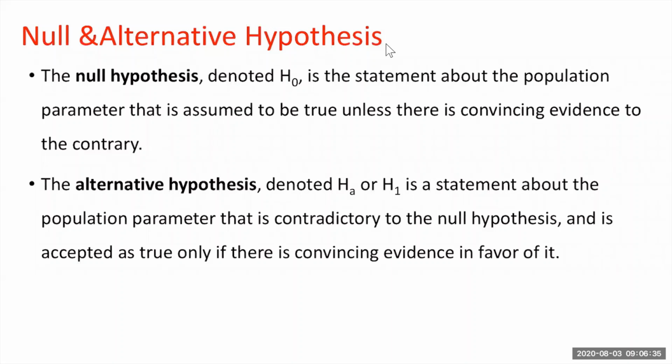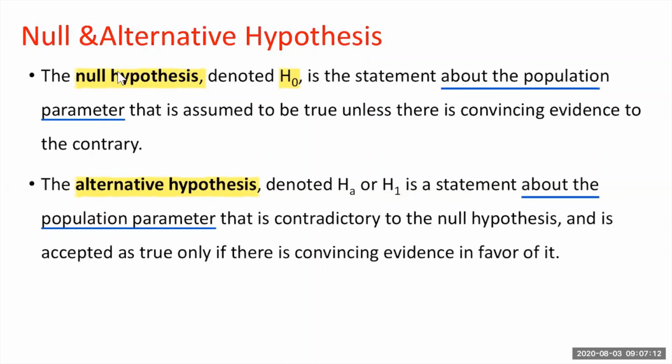Null and alternative hypothesis, we are going to go into a little bit more detail on this. By reading the problem, you have to write these two hypotheses yourself. And as I mentioned earlier, the null hypothesis is denoted by H sub 0. That's how we denote the null hypothesis, and it is about the population parameter. Whether we talk about the null hypothesis or the alternative hypothesis, both are about the population parameter.